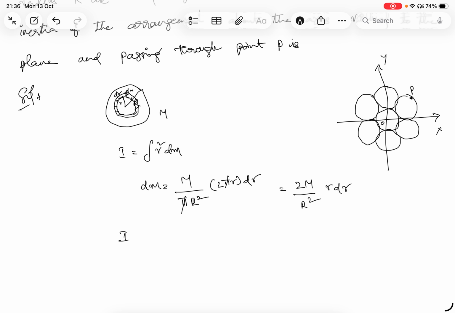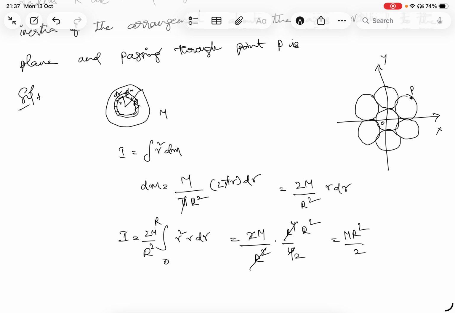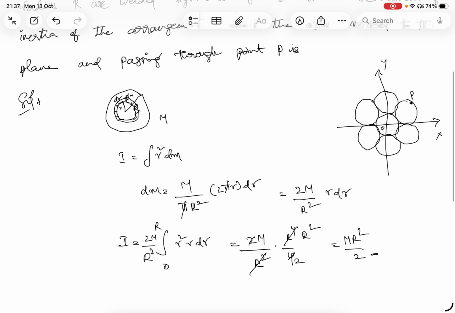Fine. Then the I value is the integral, with integration limits 0 to capital R. 2m by R squared is constant, keep it out of the integral. Then we are left with r squared into r dr, which gives 2m by R squared into r cubed dr, then this will become r power 4 by 4. This will give R squared by 2, which is m R squared by 2 for a disk of mass m and radius R.